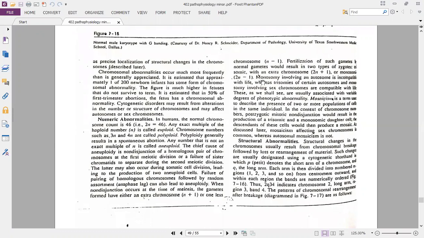Trisomy is compatible, but monosomy involving an autosome is incompatible with life. But monosomy with a sex chromosome is compatible. We'll discuss Klinefelter syndrome and Turner syndrome, which are examples of trisomy and monosomy respectively when it comes to the sex chromosomes. Trisomy, on the other hand, can be found in autosomes, not just sex chromosomes, and this is compatible with life. We'll be discussing three abnormalities here.